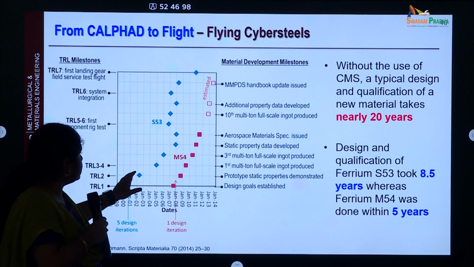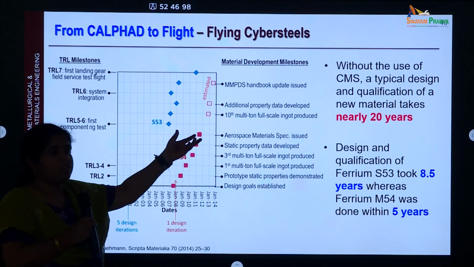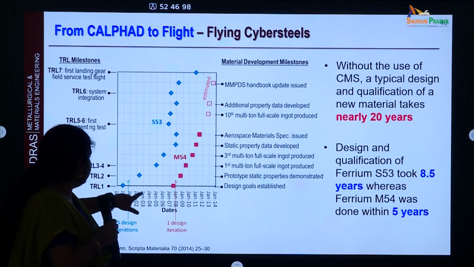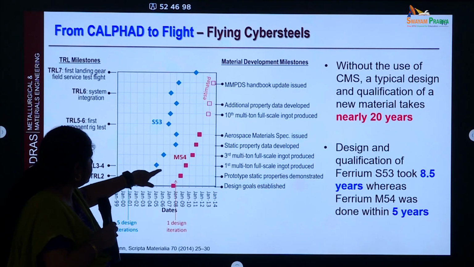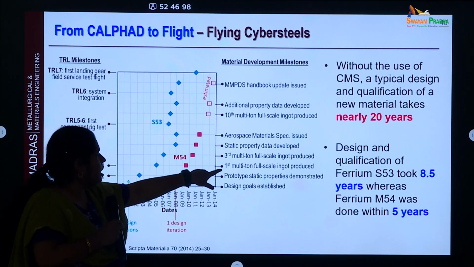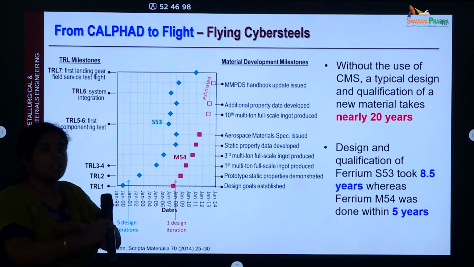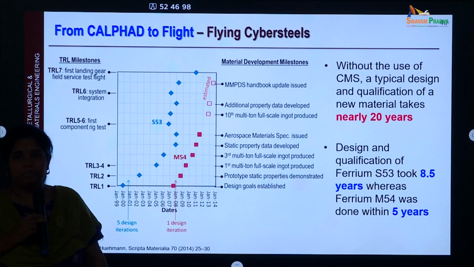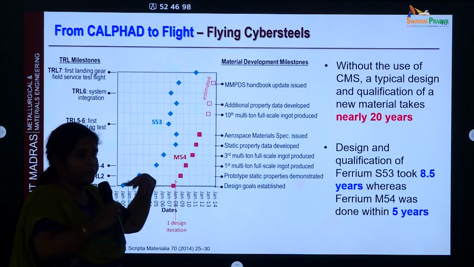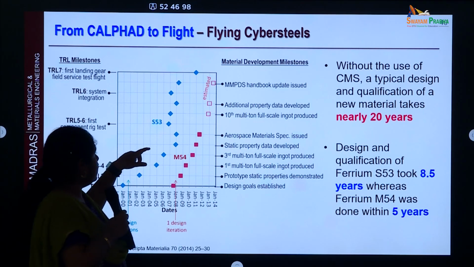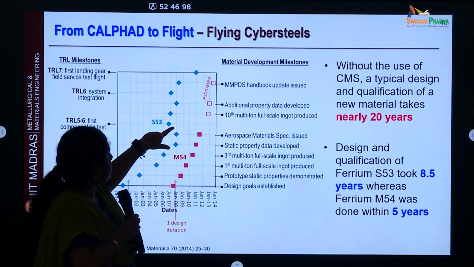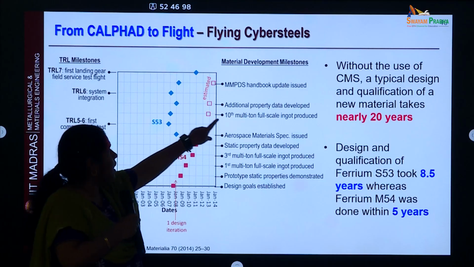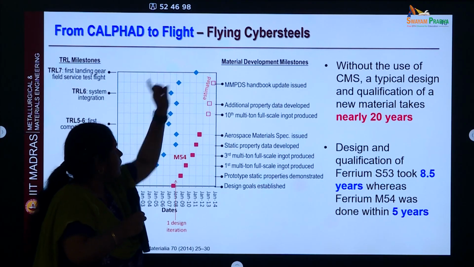Let's see for S53, because M54 is an offspring of S53, so the time reduced even further. Around 2000, design goals were established, the prototype came, and the first multi-ton casting. All of these are generally done in multi-tons. The first multi-ton casting happened in 2005, and then they do multiple castings, 2 to 3. The third happened here. Then specifications were issued, and then the 10th multi-ton ingot scale casting happened, additional properties were developed, and it was deployed.